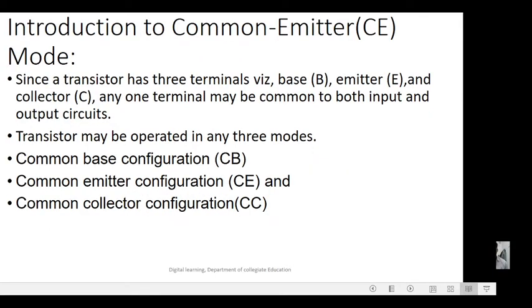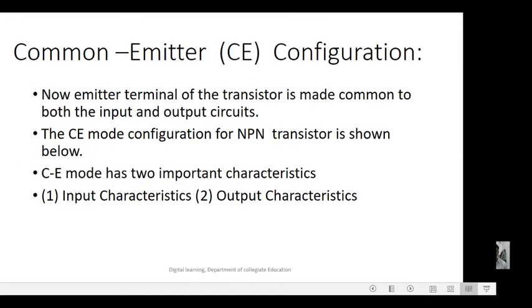Introduction to common emitter mode. Since a transistor has three terminals, base B, emitter E and collector C, any one terminal may be common to both input and output circuits. A transistor may be operated in any of the three modes: common base configuration CB, common emitter configuration CE and common collector configuration CC.